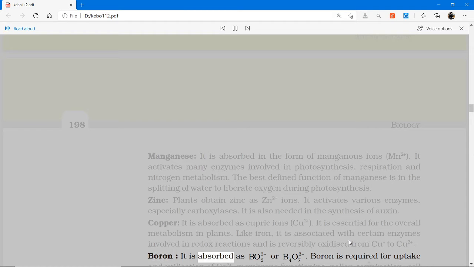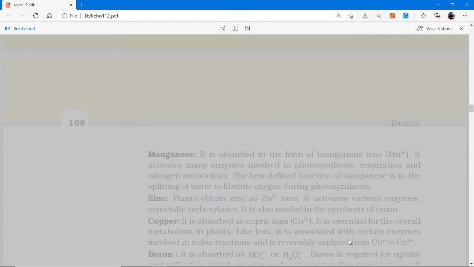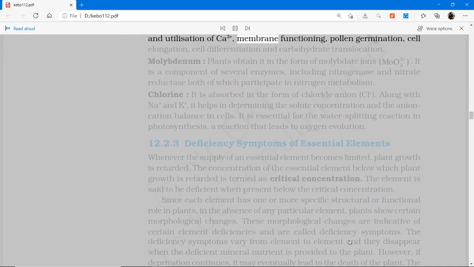Boron is absorbed as both BO3 3- or B4O7 2-. Boron is required for uptake and utilization of Ca2+, membrane functioning, pollen germination, cell elongation, cell differentiation and carbohydrate translocation.